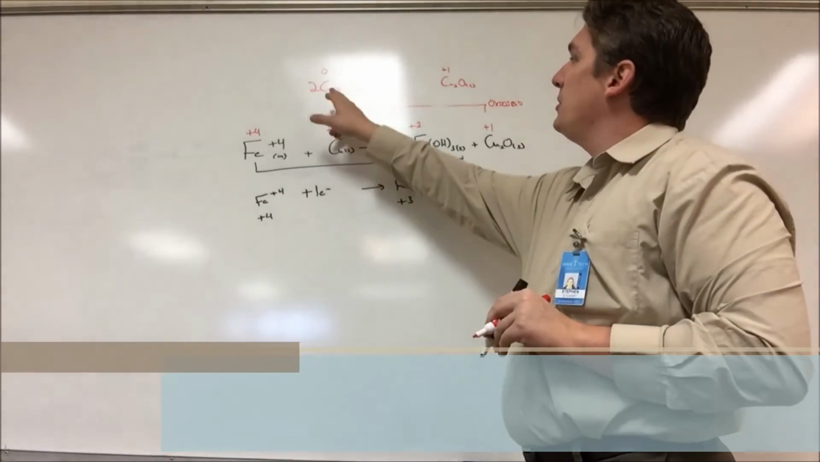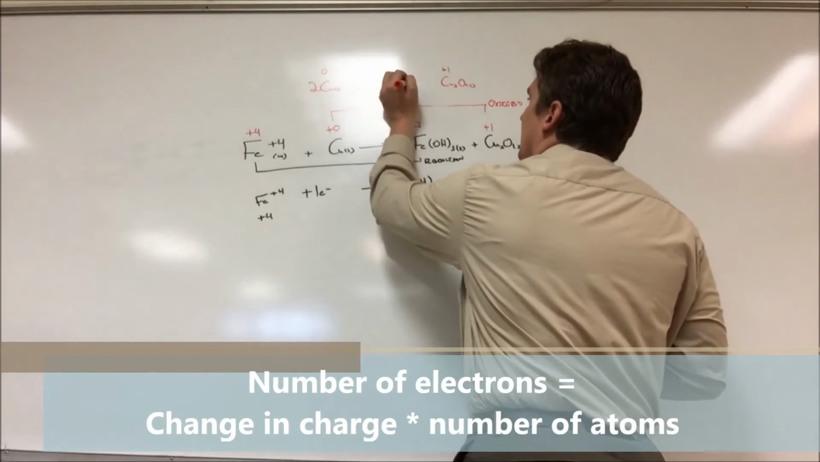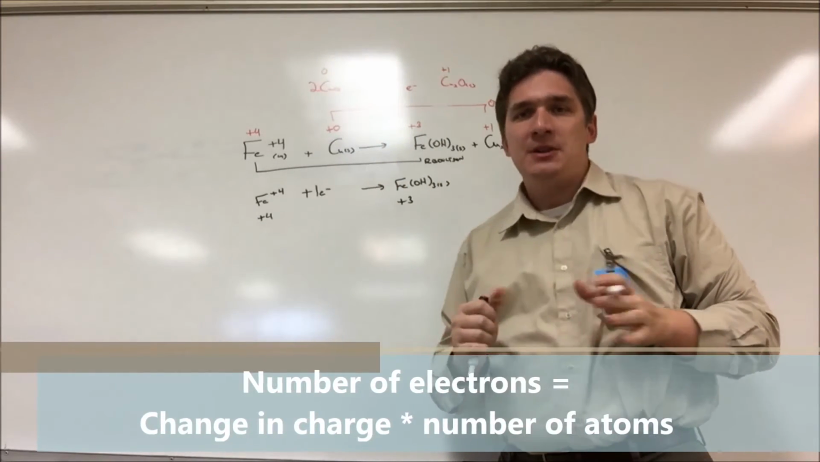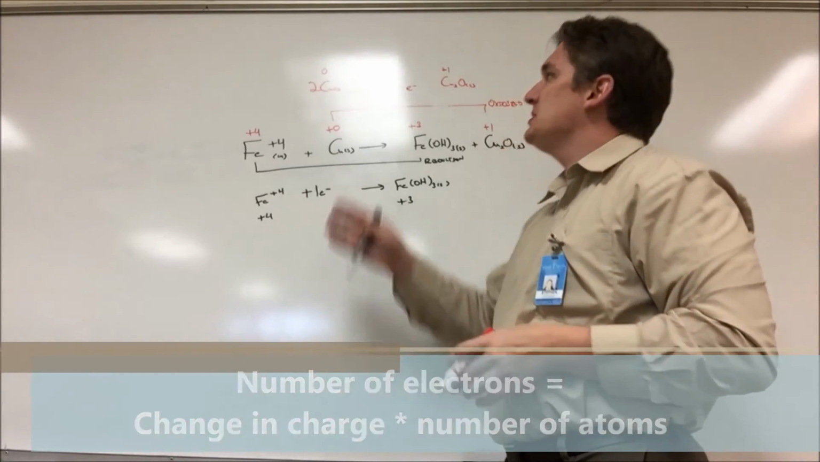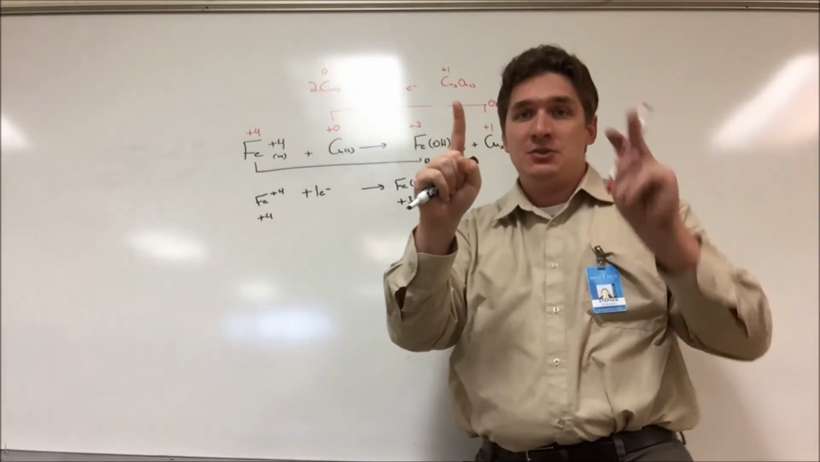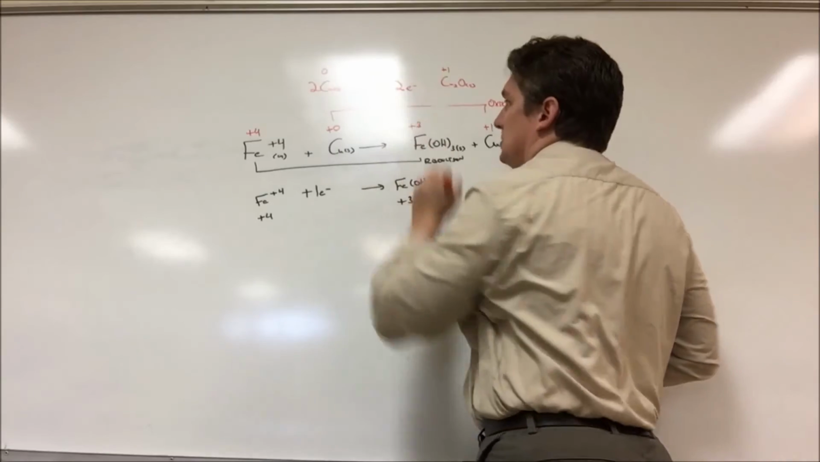For copper, we're going from a 0 to a +1, so that's 1 electron, but we've got 2 copper atoms doing it. So it's going to be the change in oxidation state times the number of atoms of that element. In this case, we have a change from a 0 to a 1, so that's 1 electron, and we've got 2 copper atoms doing this, so this is actually going to give us 2 electrons.